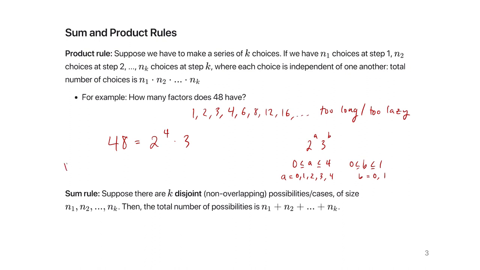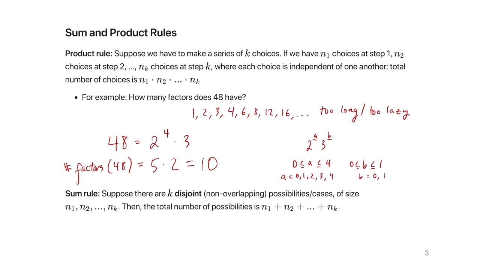So we can say the number of factors of 48 is the number of options we have for A times the number of options we have for B. In this case, it's 5 times 2, which is 10. And so if you look at the note that's linked on the website, you'll see that in general, you just take all of the exponents, add 1 to them, and multiply them. Right? And that tells you the number of factors.